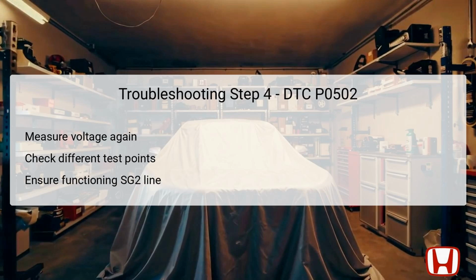In this fourth step, again, measure the voltage between specific test points with the vehicle in on mode and the CVT speed sensor's 3P connector still disconnected.